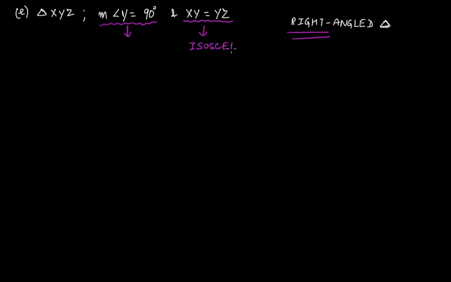Isosceles triangle. Why? Because the definition of an isosceles triangle is that if any two sides of a given triangle are equal, then that triangle will be an isosceles triangle. So it is a right angled isosceles triangle.